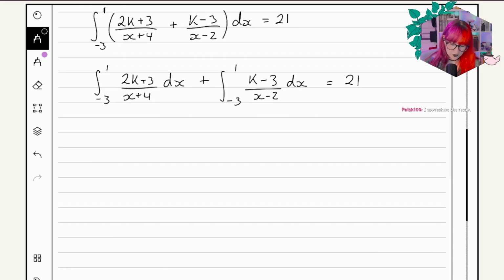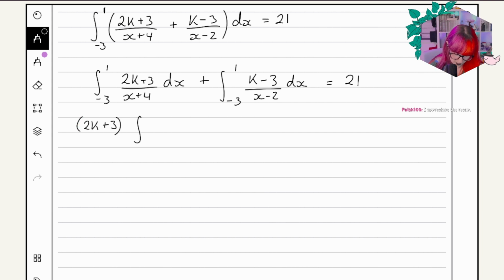And so it looks really complicated, right? Because you've got stuff on the top and stuff on the bottom. But the stuff on the top, k is a constant, right? We're not integrating with respect to k, we're integrating with respect to x. So that is just a number. And we can pull that out. We don't have to integrate that, too complicated. So what we can do is do 2k plus 3. And then we're just doing the integral of 1 over x plus 4.